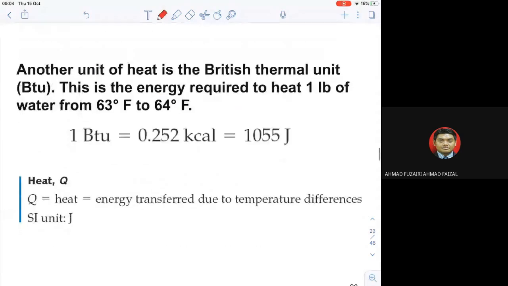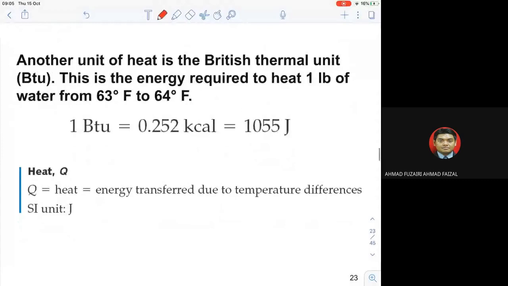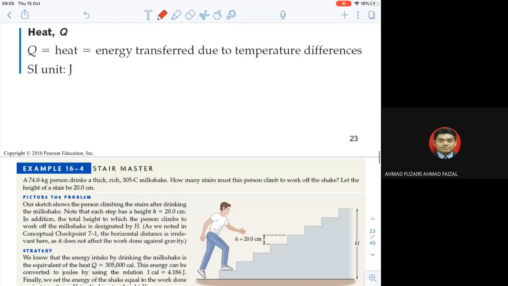Let's say if you have heat, another unit of heat is the British thermal unit, BTU. 1 pound of water from 63 degrees Fahrenheit to 64 degrees Fahrenheit. So this is another unit of heat that we'll use, the British thermal unit, BTU. So we normally don't use this part. We only use kilocalorie.